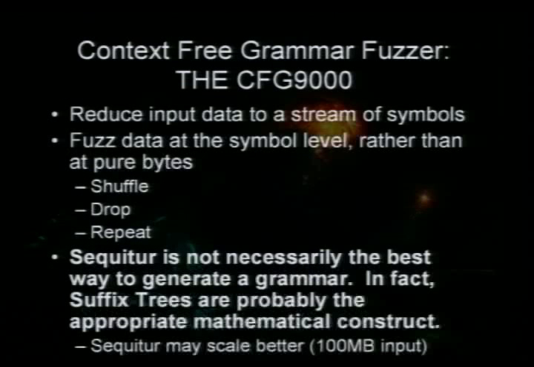We reduce our input data stream to a stream of symbols. We fuzz the data at the symbol level rather than pure bytes. We do shuffling, we do dropping, we do repeating. Now, Sequitur is not necessarily the best algorithm to generate our sequence of symbols.